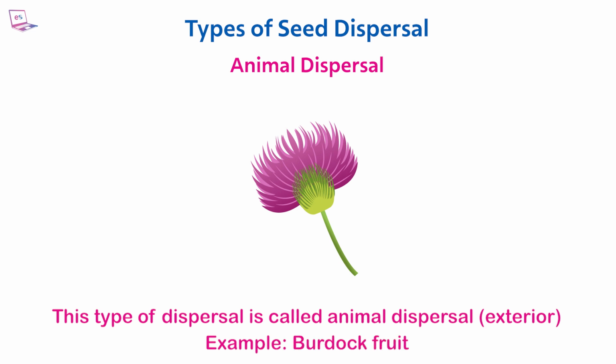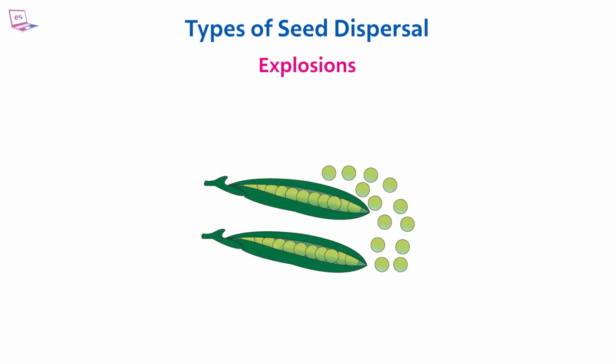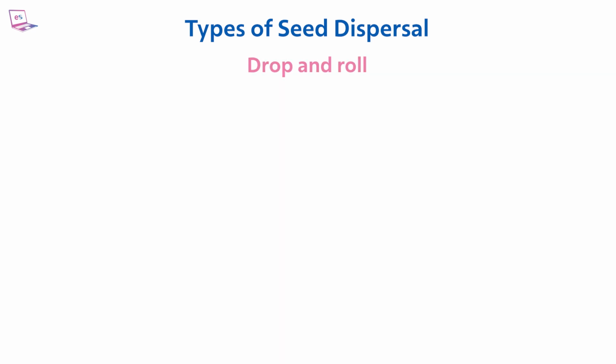Example, burdock fruit. Explosions. Some plants have pods that burst to release the seeds when ripe. This is called seed dispersal by explosions. Example, pea pod, bean.